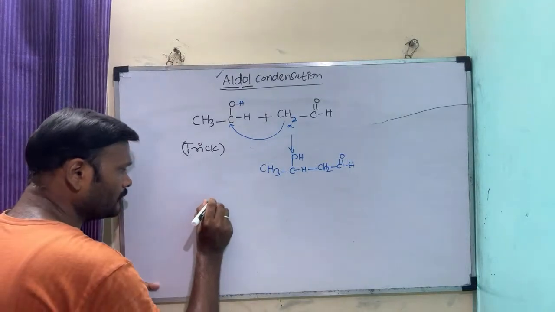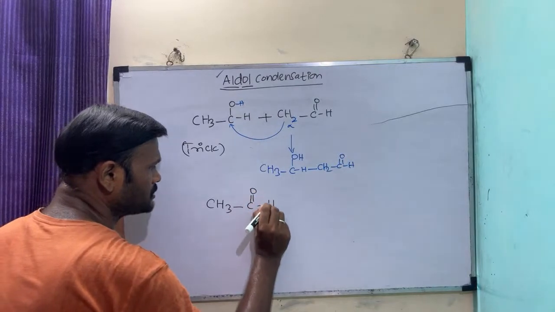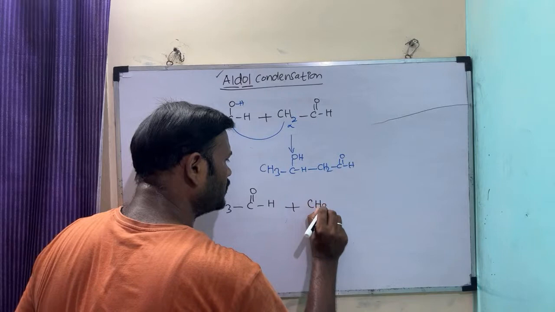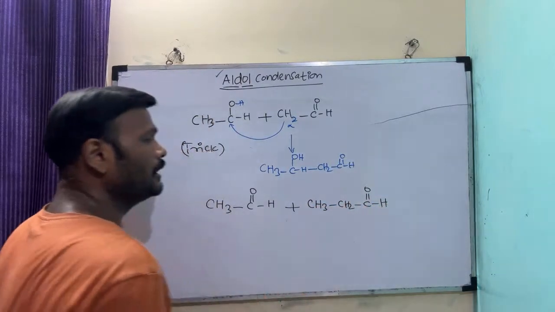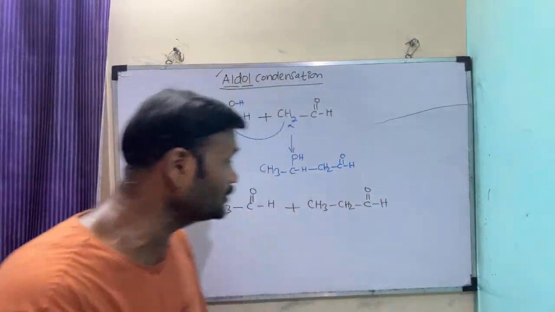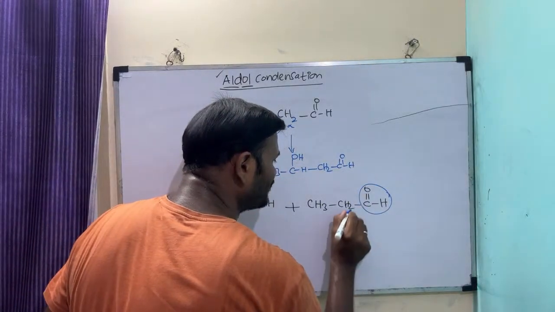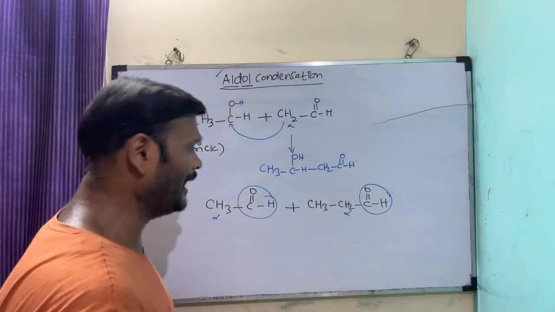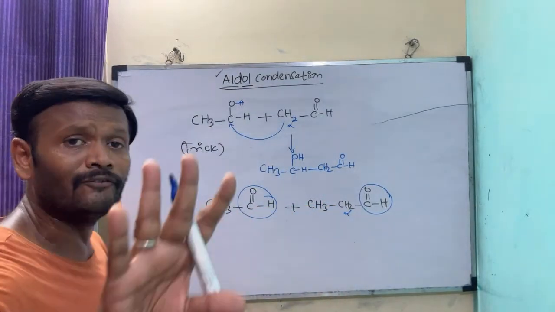Let's check. Suppose we have a molecule like this, CH3, C double bond OH. This is one aldehyde. Suppose another aldehyde I am taking is CH3, CH2, C double bond OH. This cross-aldol condensation will form 4 different products because both contain alpha hydrogen. Clear? In this case, this is a functional group, this is an alpha carbon. This is a functional group, this is an alpha carbon. Both aldehydes in the reaction contain alpha hydrogen, so it can give 4 different products.